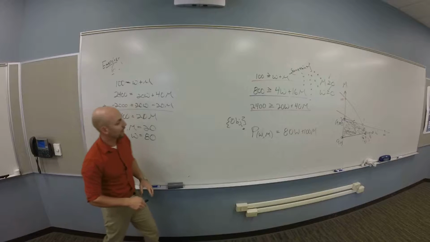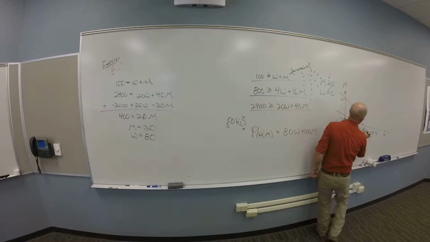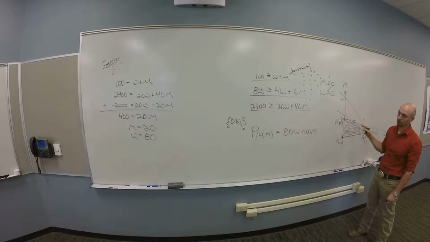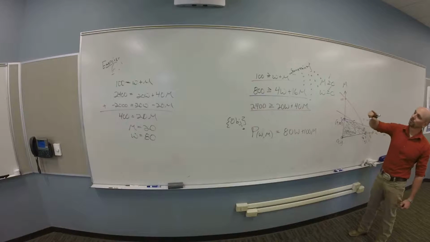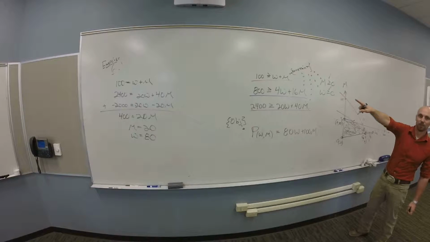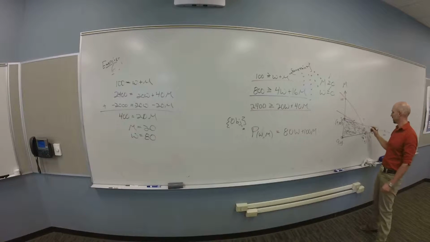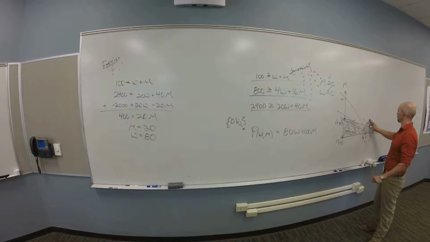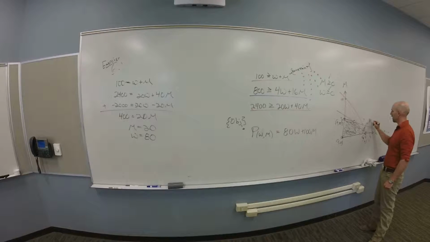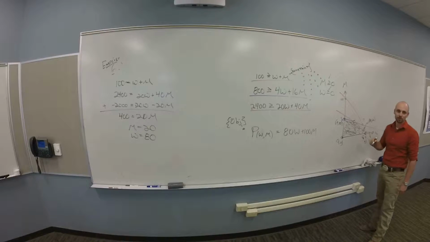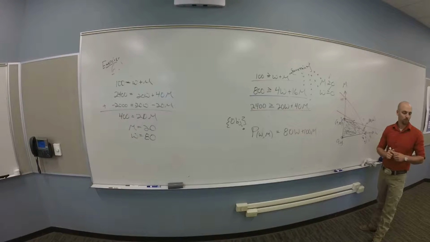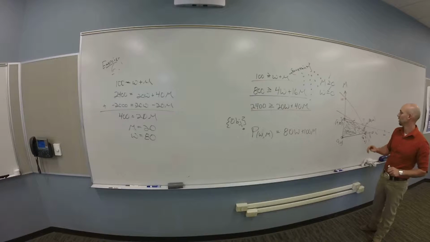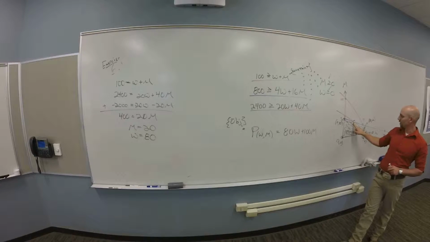All right, so that's this intersection over here between which two? Between the cost and acreage. So that's this guy here. That one there happens at 80 and 20. Yeah, 80 on the W axis, 20 on the M axis. Is that cool? All right, now I need to go off and find this one, right?